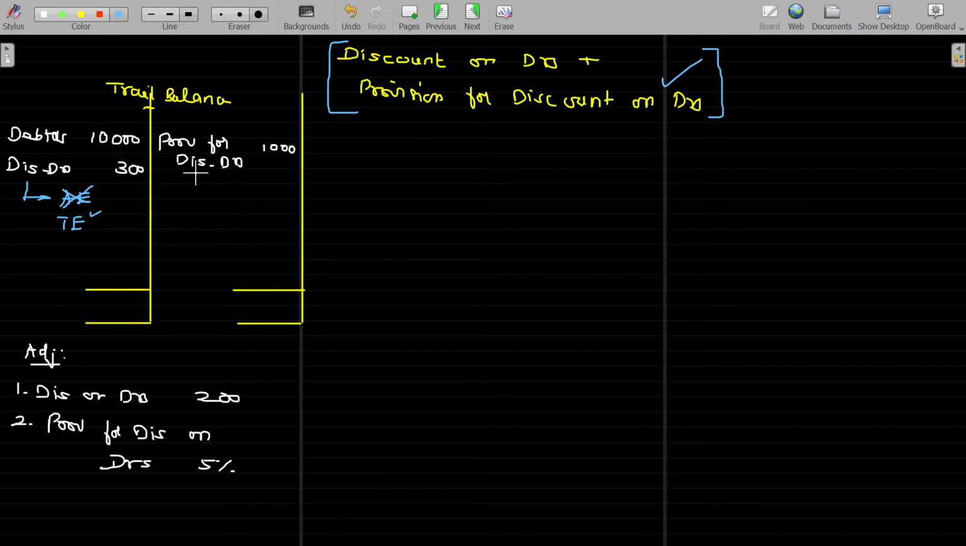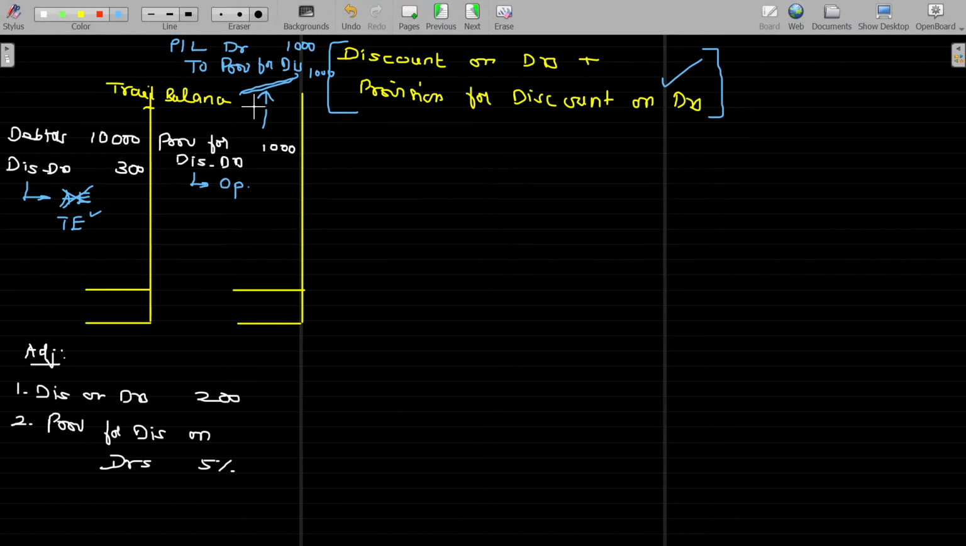And provision for discount on debtors given in the trial balance represents the provision for discount already created in the previous year, assumed to be the opening balance. This might have been created by charging the P&L account in the previous year. The journal entry could have been: P&L account debit to provision for discount on debtors.